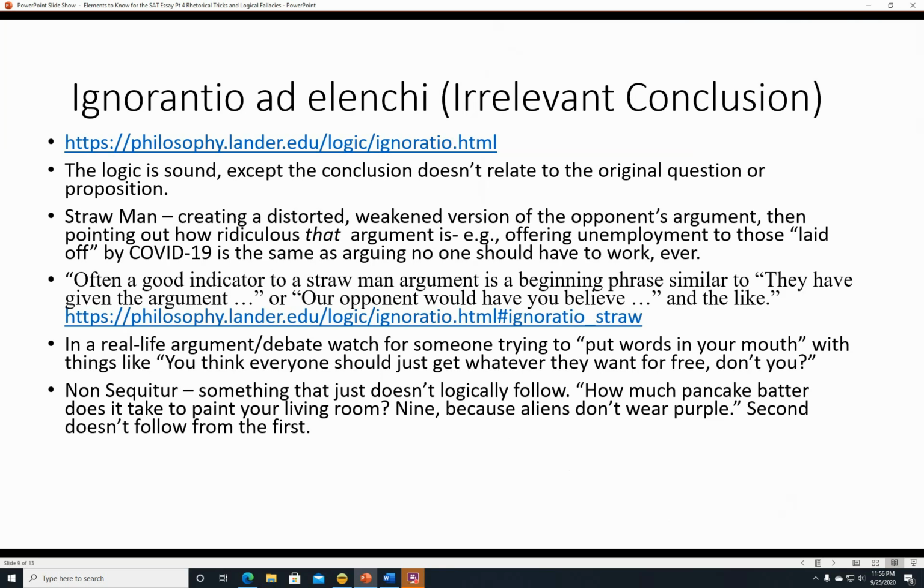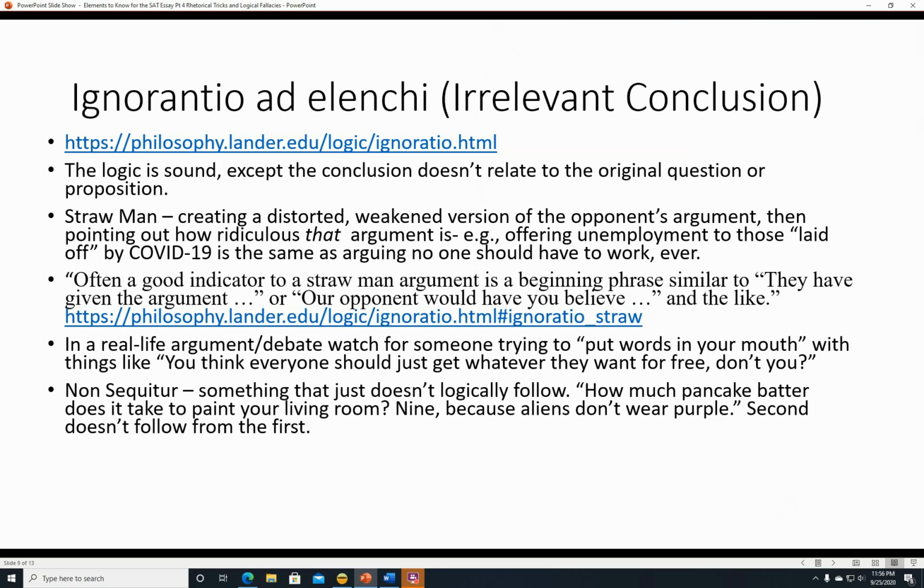Non sequitur. A non sequitur is just something that doesn't logically follow. So that's what I'm saying. The straw man is kind of a weakened version of that because it does follow, but it's distorted, whereas a non sequitur is like the parody of word problems you've probably seen on Facebook or other places on the internet.